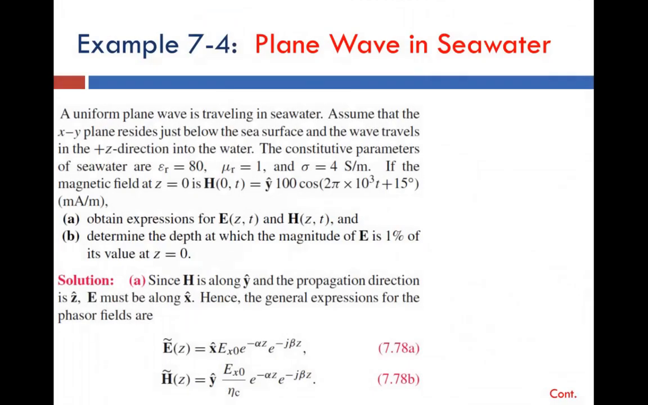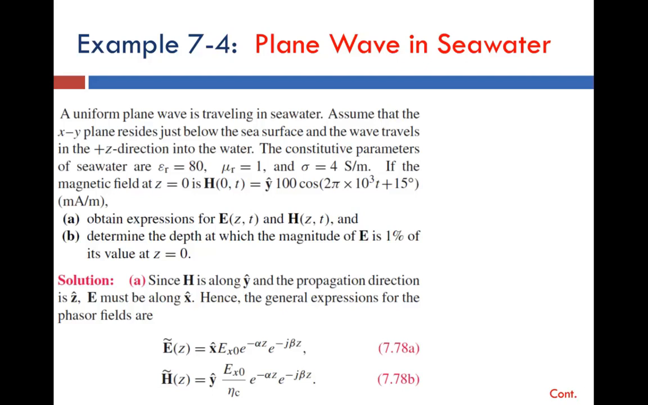So as an example, let's look at some numbers. We're going to look at a uniform plane wave that's traveling in seawater. We're going to assume that the XY plane is just below the sea surface and that the wave is traveling in the Z direction into the water. The parameters of seawater are that the relative dielectric constant is 80, the relative permeability mu is 1, and sigma is 4 Siemens per meter.